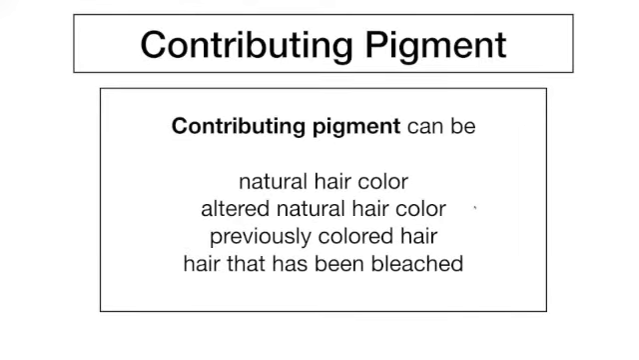I find this fascinating, this part. First of all, contributing pigment. Now pay attention here. Depending upon the color formula you're applying to the hair, the contributing pigment can be your natural hair color, your altered natural hair color, previously colored hair, or hair that has been bleached. All of these contribute in different ways to formulas, depending upon what the formula is.